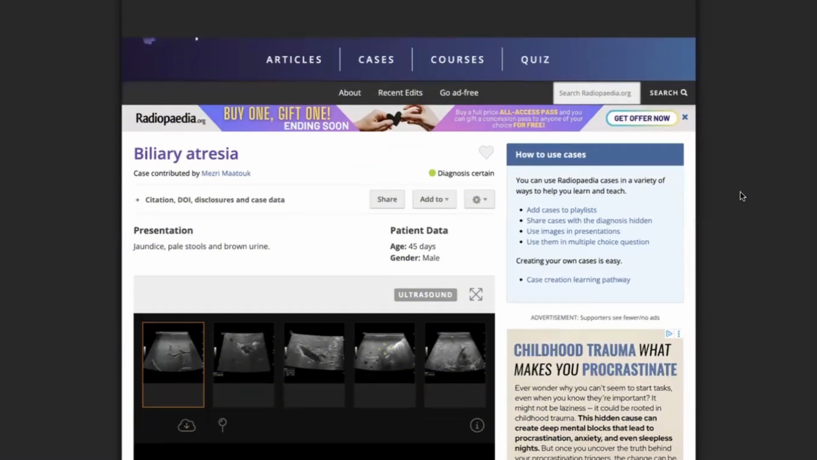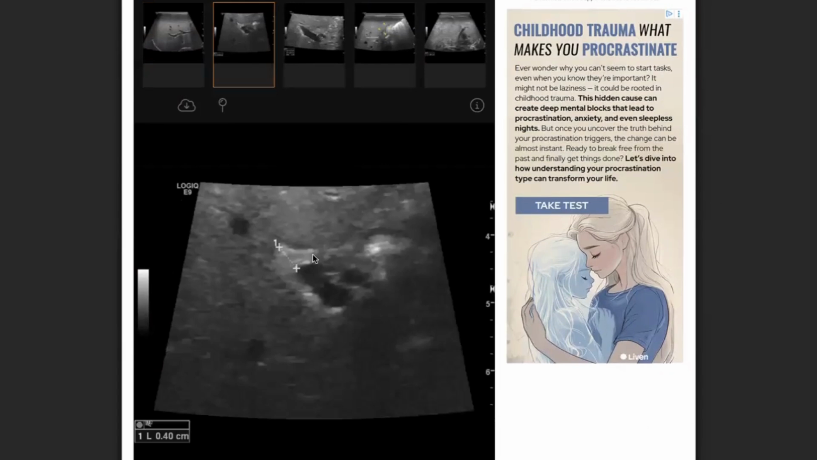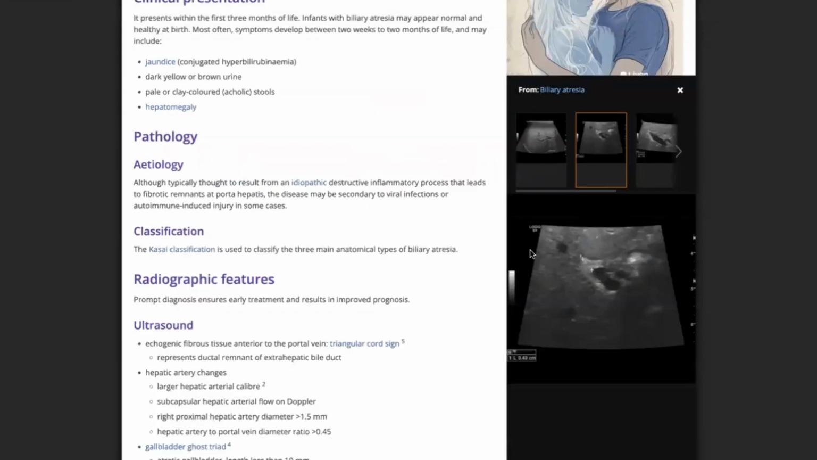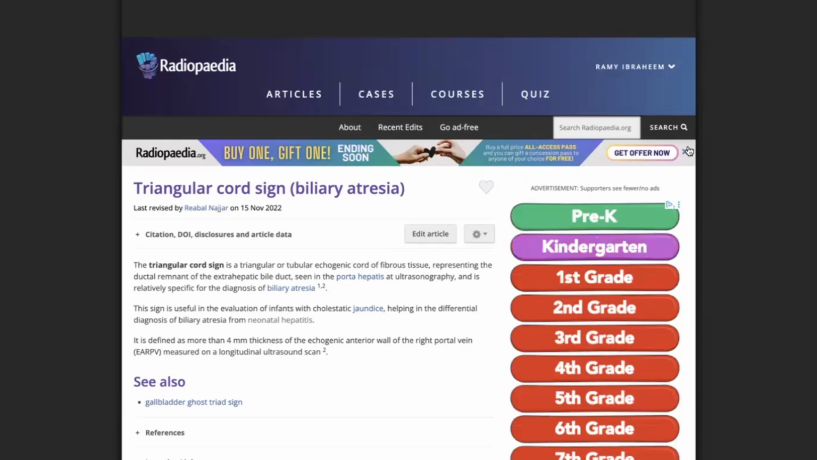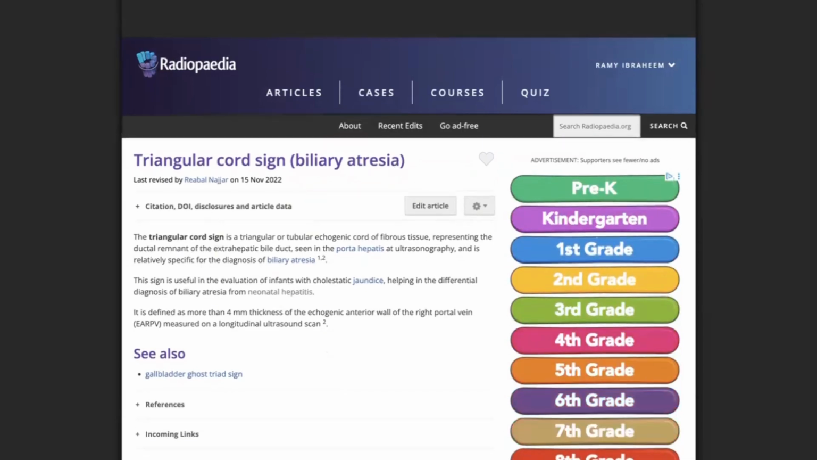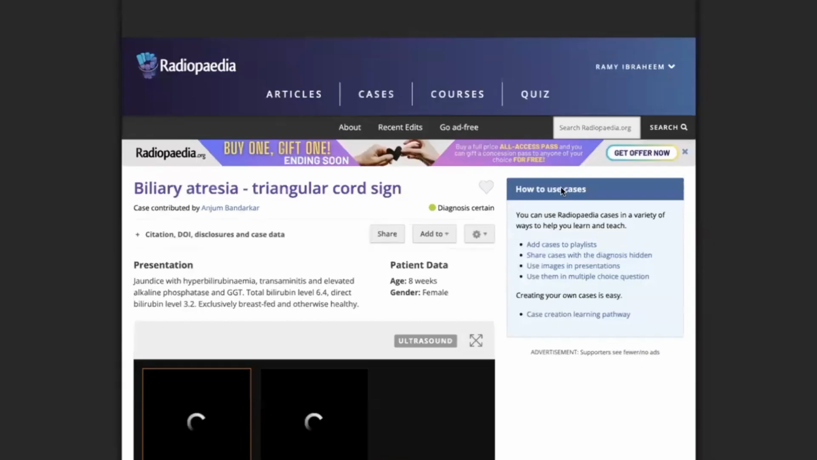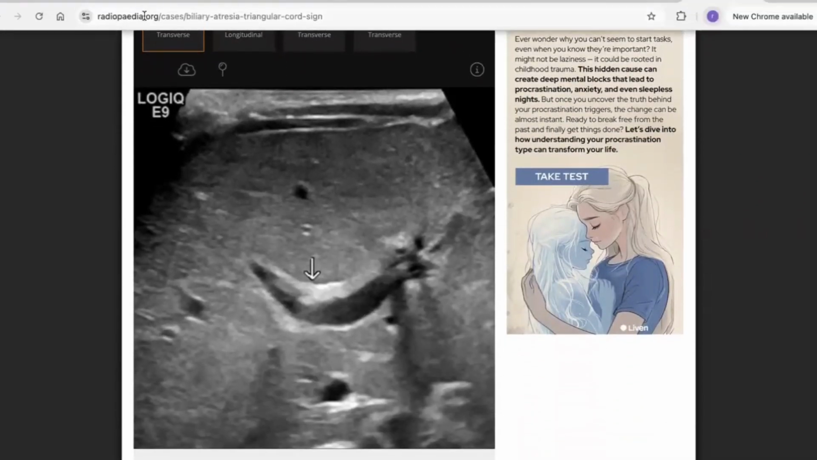Then you will find this is the cord sign. I think this is the cord sign: a very thick linear echogenicity here. This is called the cord sign. This is very important. The triangular cord sign is a very important sign of biliary atresia. Okay, my colleagues, the cord sign is very important.